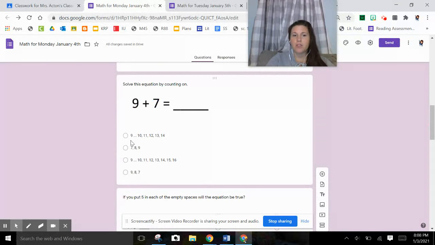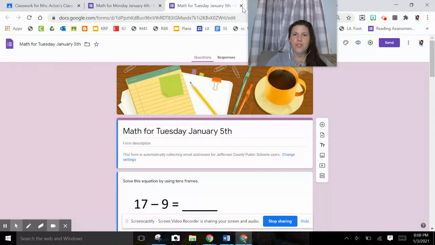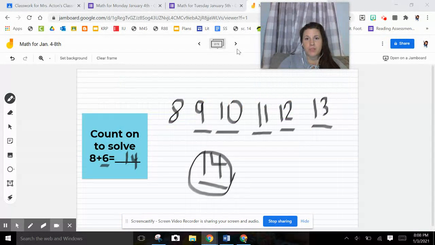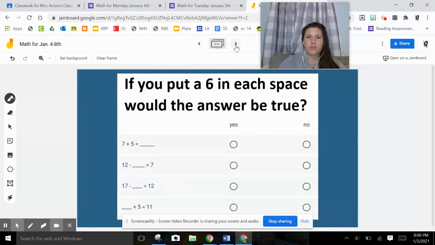So in your Google form for today, the next question that you have is 9 plus 7, and it wants to know which one of these tells you how to start from 9, count up 7, and get to your answer. So you can choose which one of those that you think is the best one. Now, the rest of the time, we're going to be working on word problems because those are a really big part of second grade, and we got to practice those all year long.